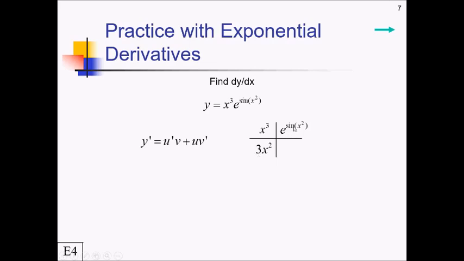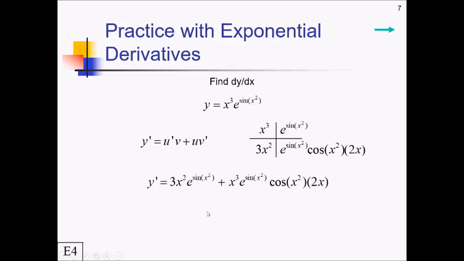And now for this one, we're going to have a double chain rule going on. First, we've got the outer function, e to the something. Well, the derivative of that is just e to the same something, so e to the sine of x squared. Next rule in, we've got the sine of something. Derivative of that is cosine of something, so cosine of x squared. And then finally, we have the derivative of the innermost function, x squared, which is going to be 2x. All right, using the ribbon to put it all back together, we've got 3x squared times e to the sine of x squared, plus x cubed times all this stuff down there. So there you have it.